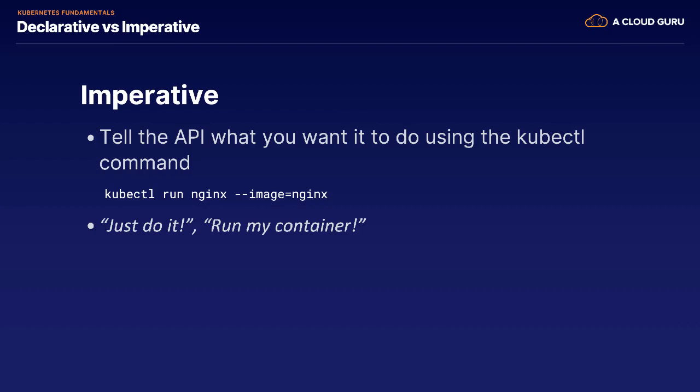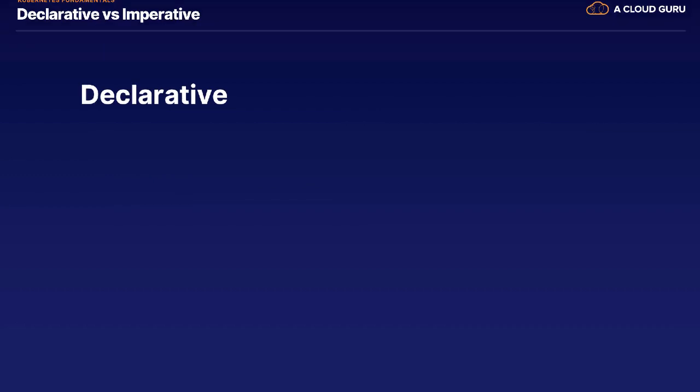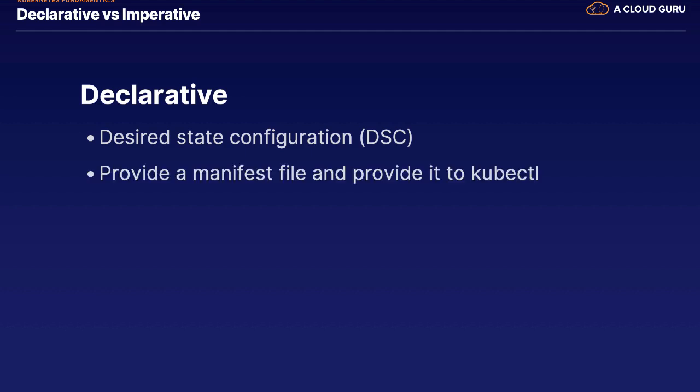By comparison, we also have the declarative model or declarative method here. And this can also be called desired state configuration or DSC. If you're from the Windows world, that term may be familiar to you because it's typically used with PowerShell scripting. But it applies very well to Kubernetes and the declarative model because what we do is we provide a manifest file, which is just a simple text file, and it contains the instructions or the blueprint that tells the Kubernetes master via the kube API exactly what we want the master to do for us.